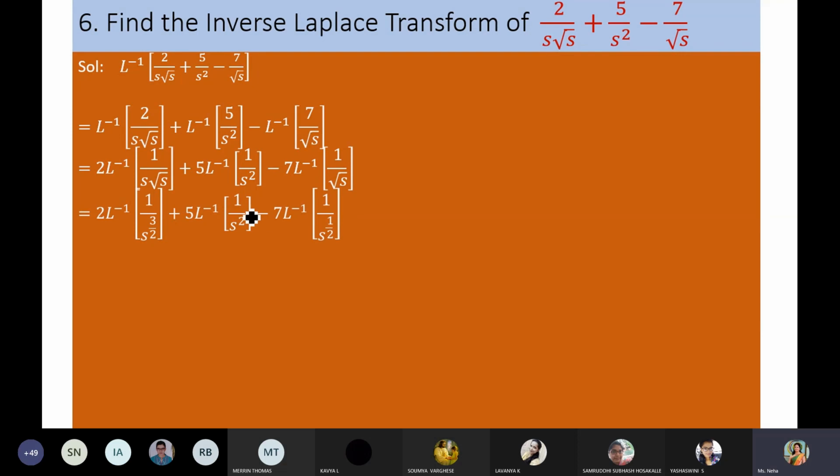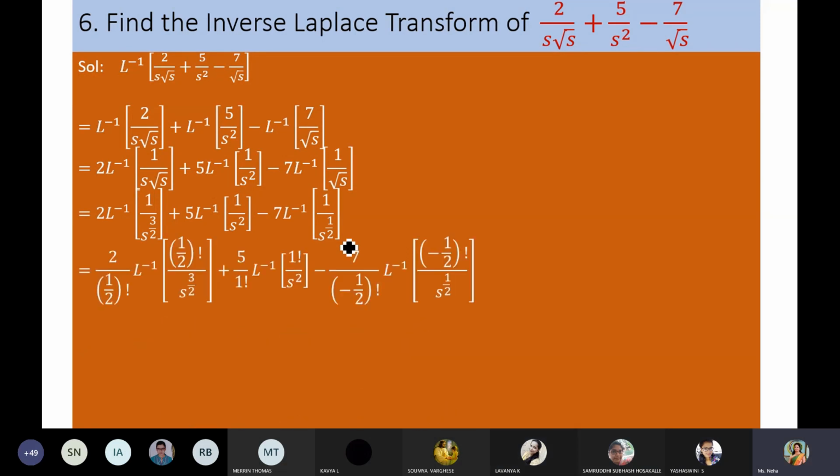Okay. For the second term, 1 by s square. 1 by s square is the answer for which function of t? T. Only t. Okay. And the last one, s to the power 1 by 2. What should be there in the numerator? 1 by 2 minus 1? Minus 1 by 2. Very good. So minus 1 by 2, multiply and divide in the numerator and denominator.